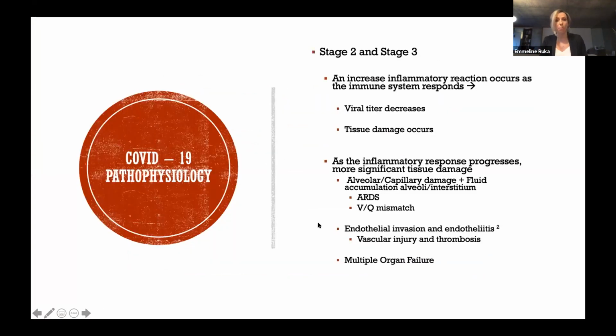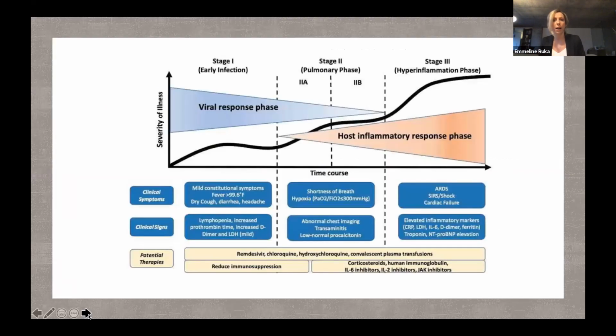So when that happens, especially if you go late in stage 2 and enter stage 3, you have so much inflammation in your body that you can have capillary leak in your lungs that creates ARDS. Your alveoli can be full of pus that will cause VQ mismatch. You can have endothelial invasion and endotheliitis that can cause vascular injury and thrombosis, and that will eventually lead to multi-organ failure.